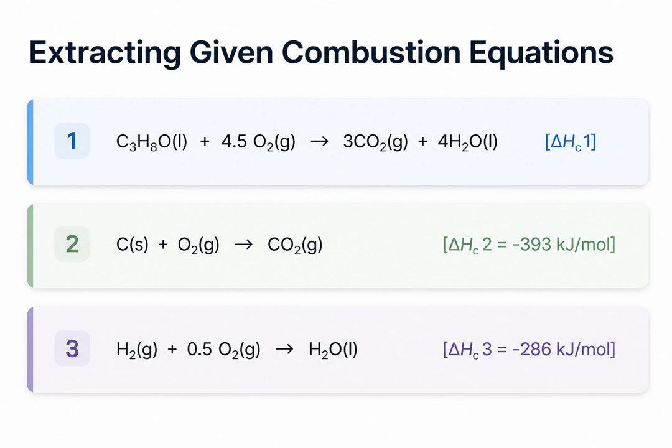combustion equations. Remember, enthalpy of combustion is strictly defined as burning 1 mole of a substance. So we write the combustion of 1 mole of propan-1-ol, yielding carbon dioxide and water, and label it equation 1. Then we do the same for carbon, labeling it equation 2, and for hydrogen, labeling it equation 3. We use fractional coefficients for oxygen if necessary to ensure we only burn exactly 1 mole of the fuel.